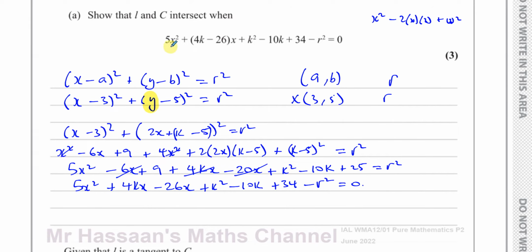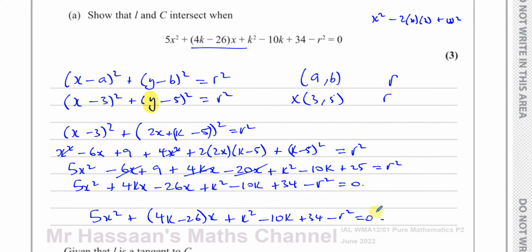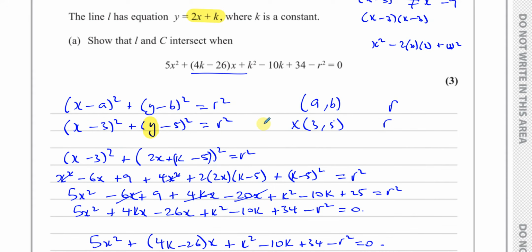So you can see that I'm almost there. I've got my 5x squared, I've got my k squared minus 10k plus 34 minus r squared. It's just this thing here that I've got to sort out, and I can see what they've done is they've taken x as a factor from these two terms. So that's what we're left to do. So we have 5x squared plus, and we can write this as 4k minus 26 times x. That'll give me 4kx minus 26x as we have there, and the rest is as we have it, k squared minus 10k plus 34 minus r squared equals 0. As required, that's exactly what we had to show, and we've shown it. So that's part A of this question done.